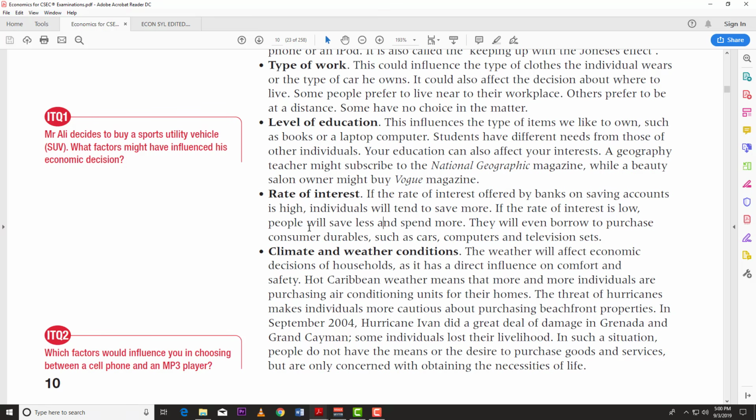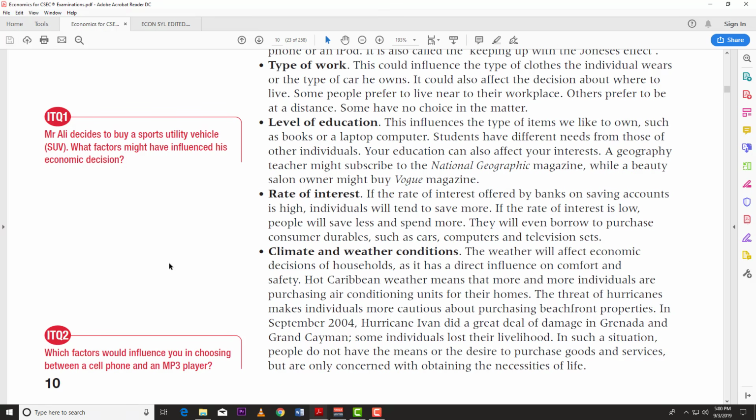But if you have a fixed account, a fixed deposit where the interest rate is 10% per annum, 7% per annum, you might really want to go and save more, because at the end of the year, 2-3 years, whatever, you are going to get a significant return. Just hear what they say here. They will even borrow to purchase consumer durables. If somebody tells you, come for a loan, interest 5%, 2%, 1% payback, of course you run go for the loan fast, because the payback isn't that high.